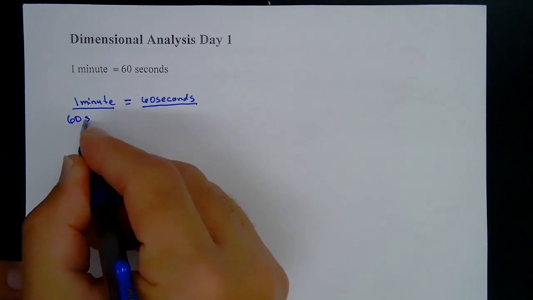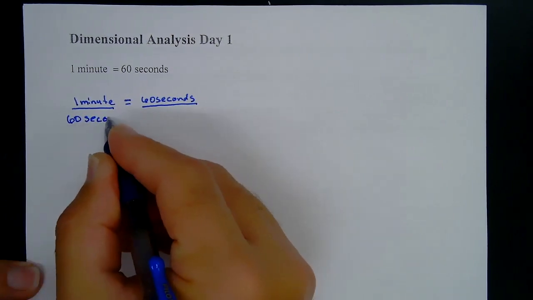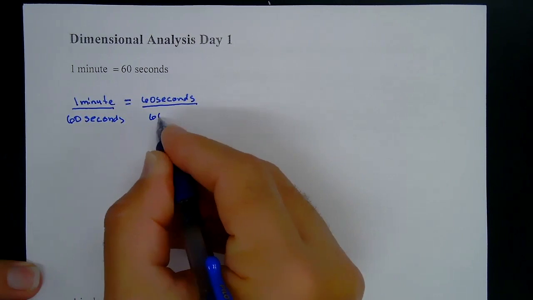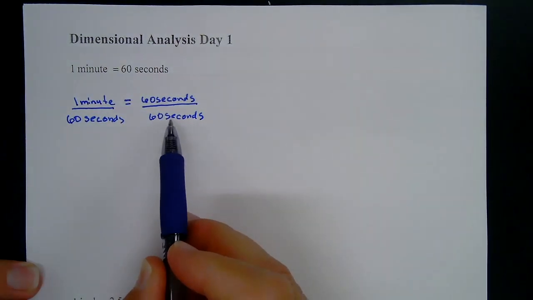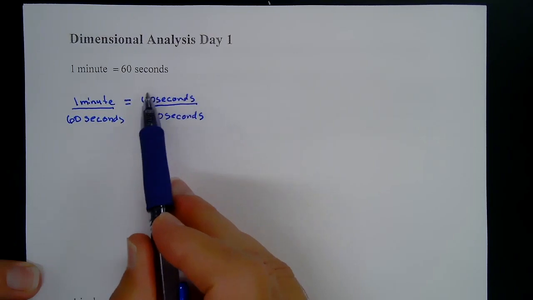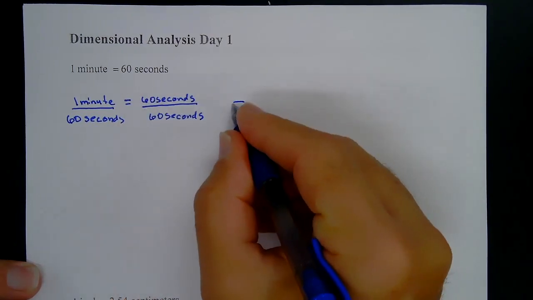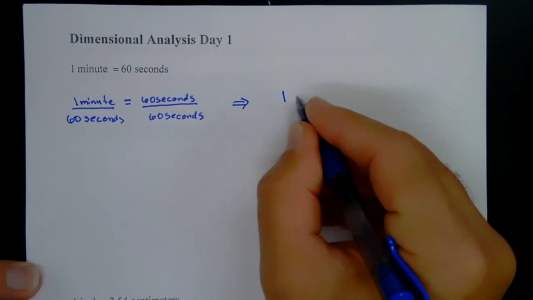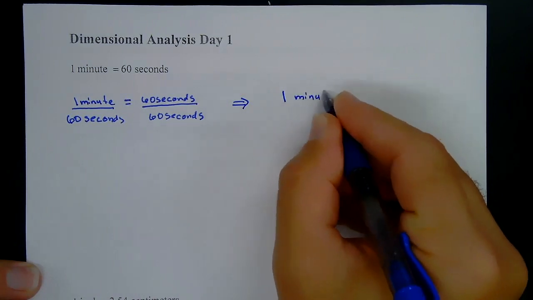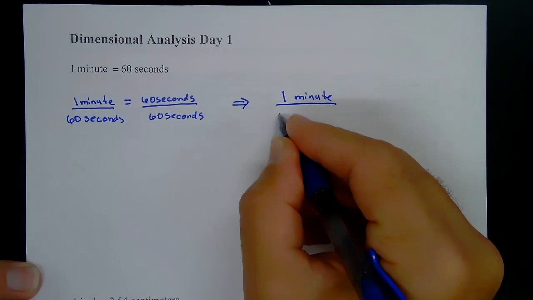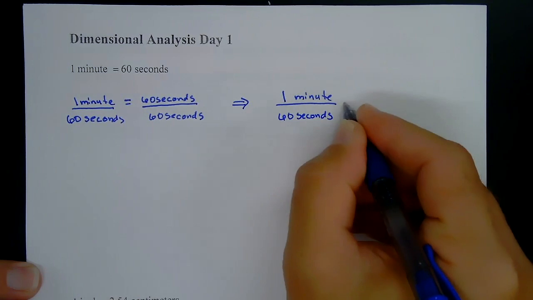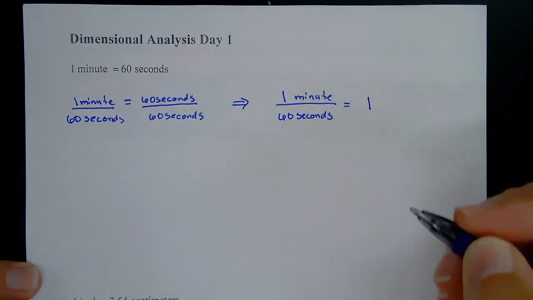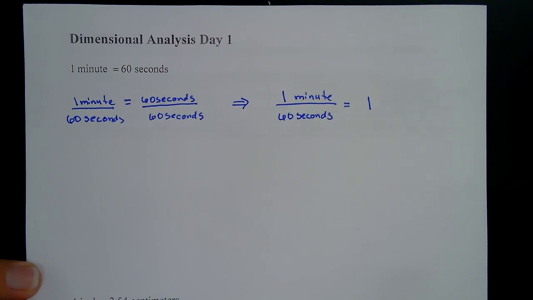So 60 seconds, and 60 seconds. Sorry, my writing's not that great right now. But what do we know about 60 seconds over 60 seconds? The numerator and denominator are the same, so this makes a 1. So what this means is that if we multiply by 1 minute over 60 seconds, that's equivalent to multiplying by the number 1. Now, you could also do this.